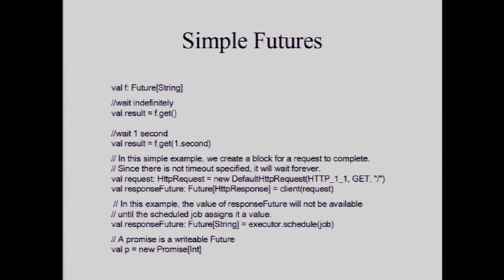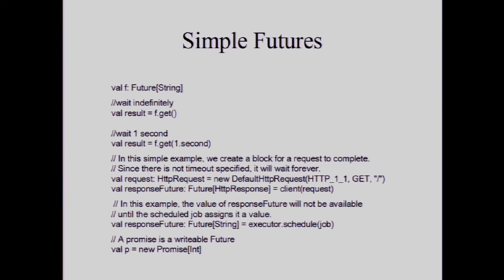The first one just creates a simple future. It takes a string. The second one, you can do a get, but in this example, you probably never do this because it's going to wait indefinitely. The third example is you're going to wait 1 second. It's going to return. Now, after 1 second, you don't know if the thing has actually timed out, if it's got an error or what's going on. It's just going to return whatever happened after 1 second. So you actually need some more code to make this really functional.